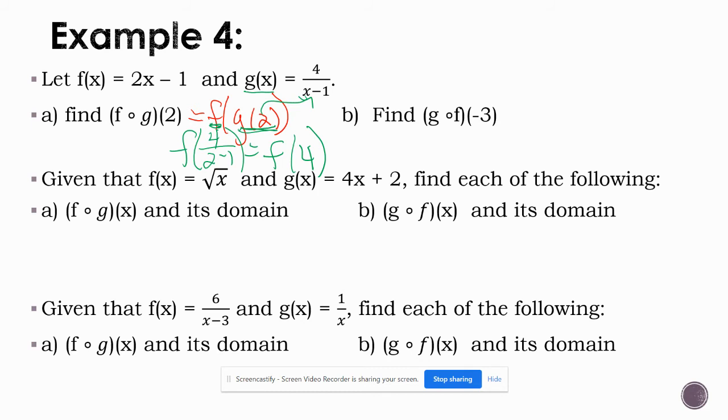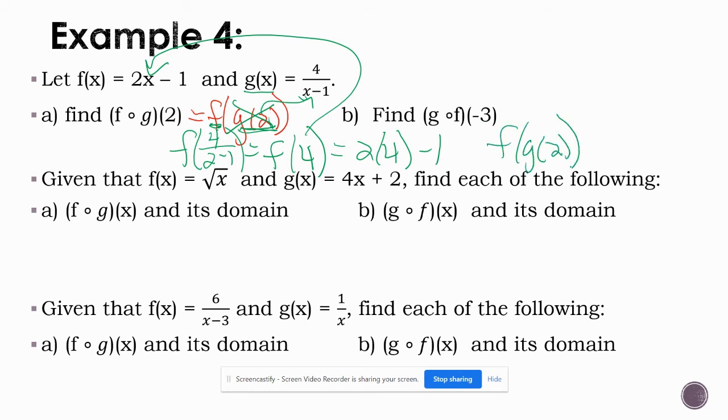So now that we've done this, we have to find f of 4. So plug 4 in here to the f function. 2 times 4 minus 1. 2 times 4 minus 1 is 7. So f of g of 2 is 7.